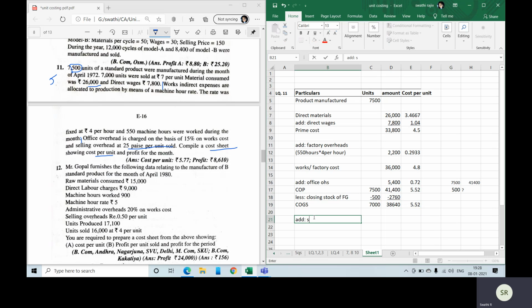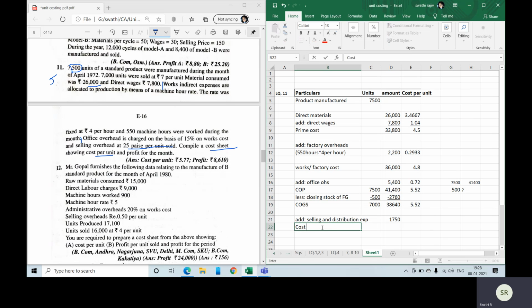Now I need to add something called selling and distribution expenses. Selling and distribution expenses, how is it calculated? 25 paise per unit sold. Number of units sold is not 7,500. Now it is only 7,000. So it is 7,000 into 0.25. So 1,750 is your selling and distribution expenditure. So per unit there is no value now.